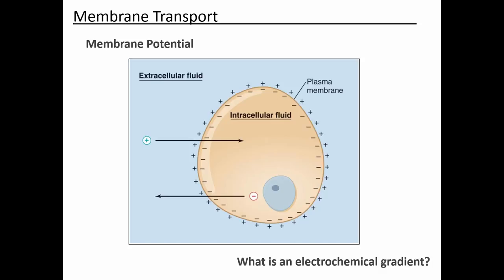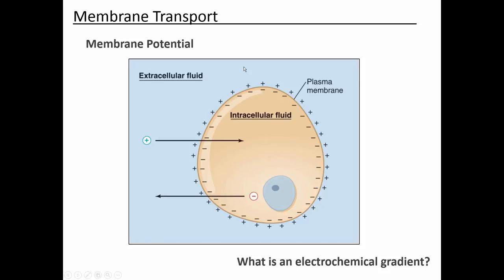If you remember, it's the combination of this electrical gradient, so the membrane potential, and the concentration gradient of the substance that you're talking about. So if you say a sodium ion electrochemical gradient, it is the combination of the concentration gradient that exists for sodium across the membrane, and the membrane potential of the cell, which also influences the movement of sodium ions from one side of the membrane to the other.